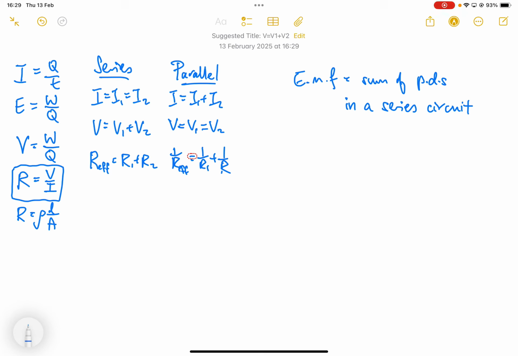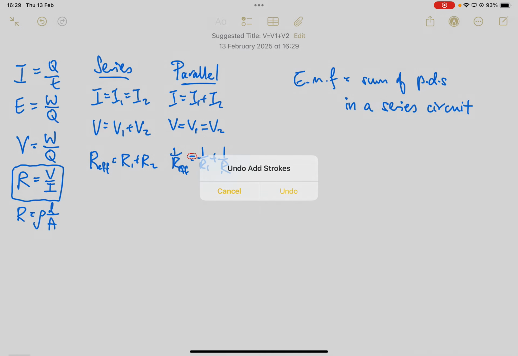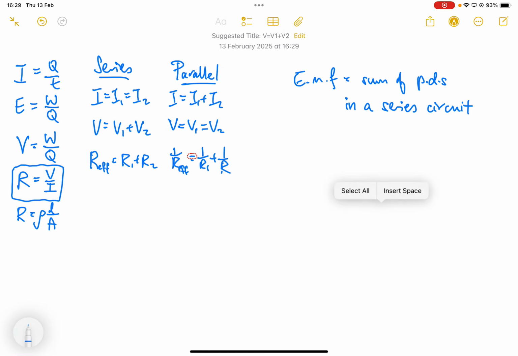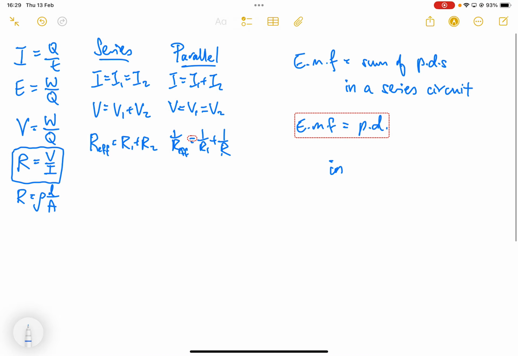So for potential difference in the parallel circuit, PD is constant. For parallel circuit, if I want to write it in words, then EMF is equal to PD in a parallel circuit.